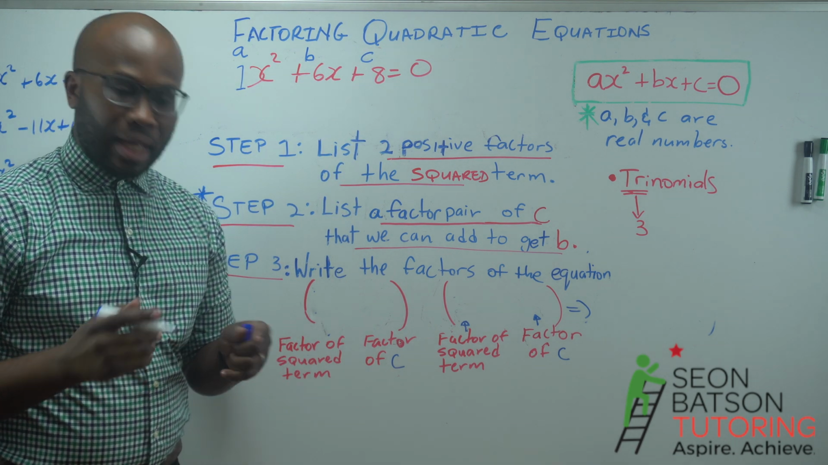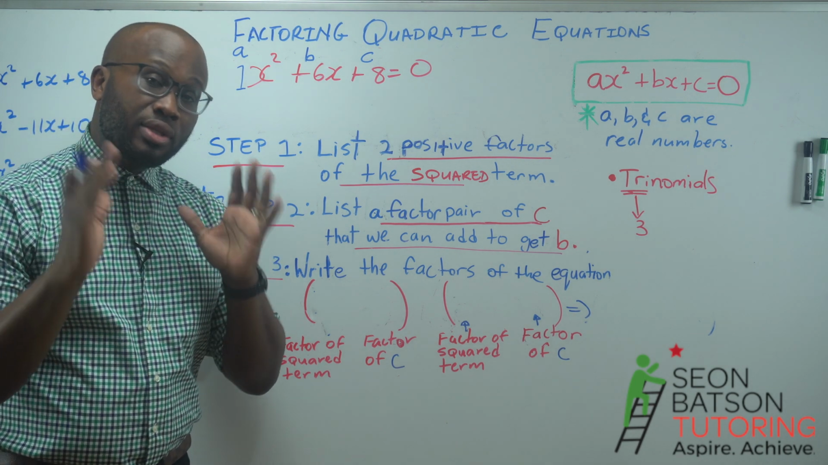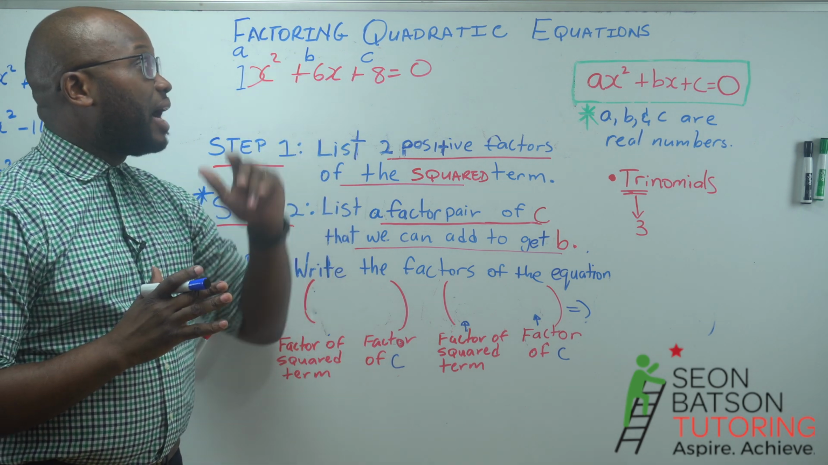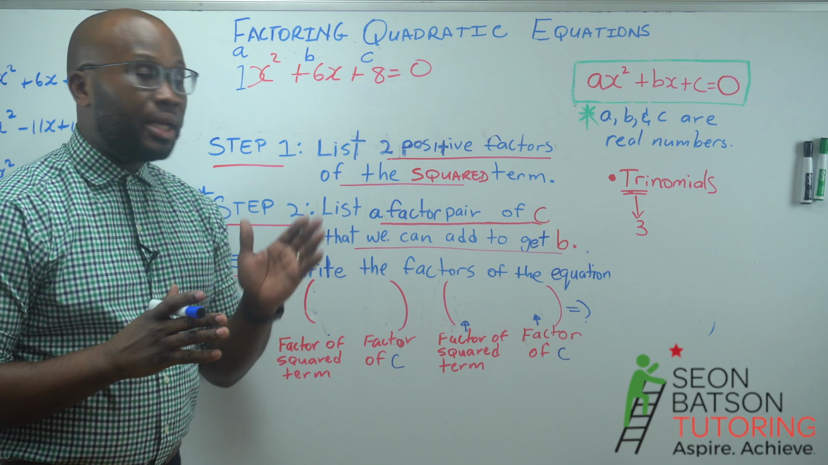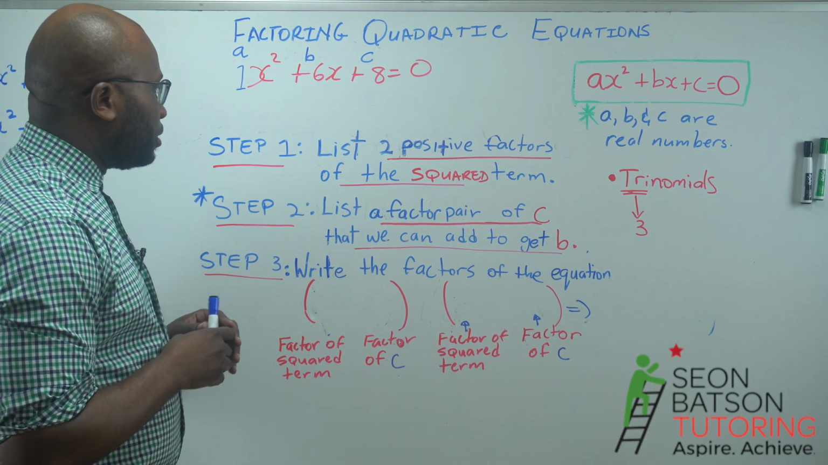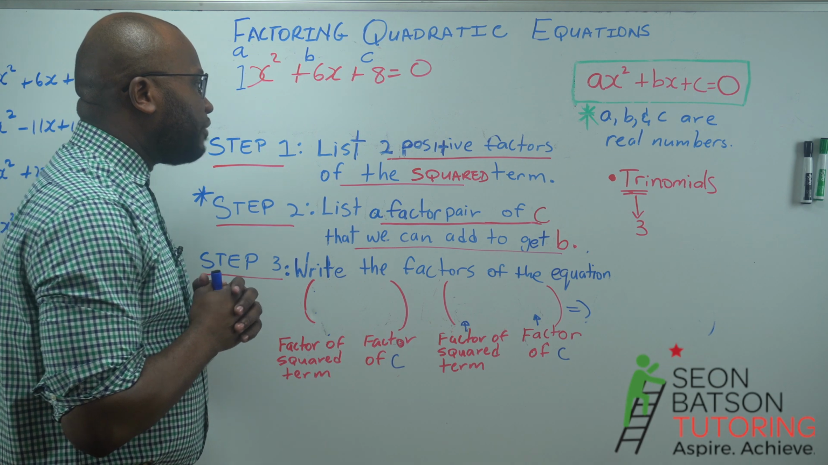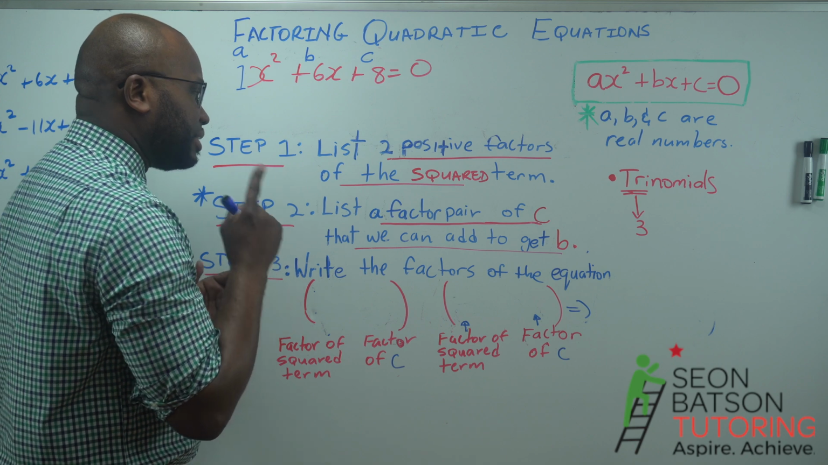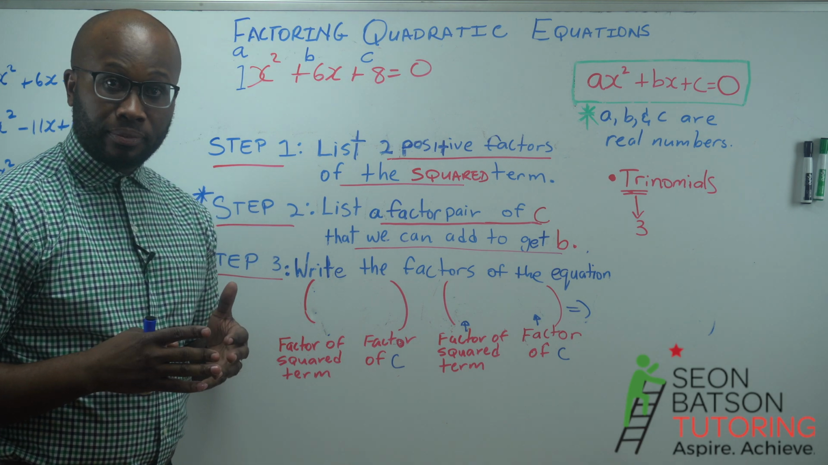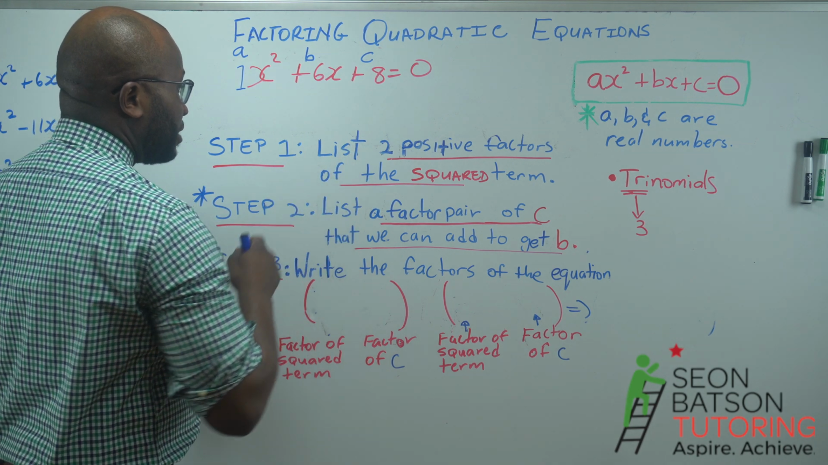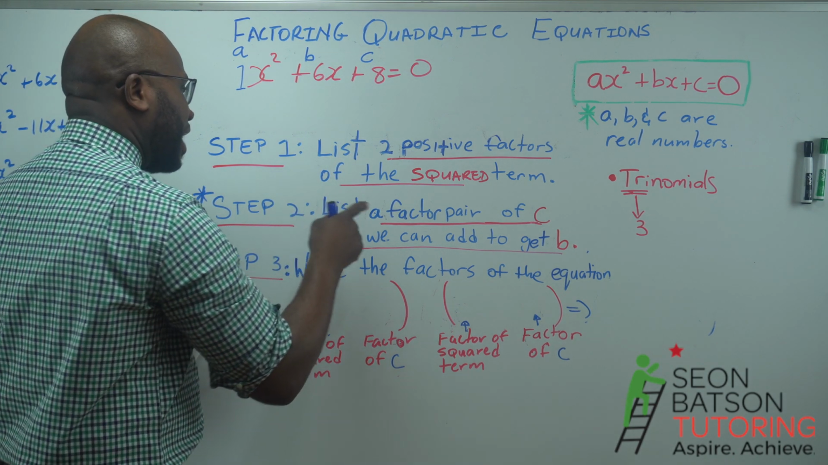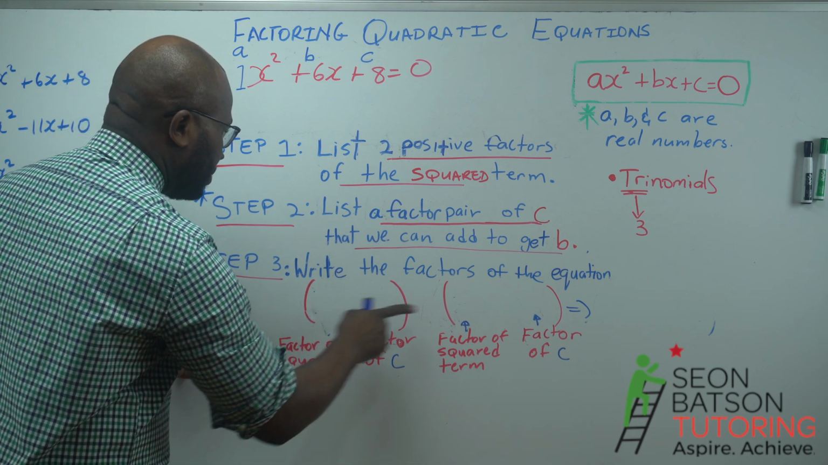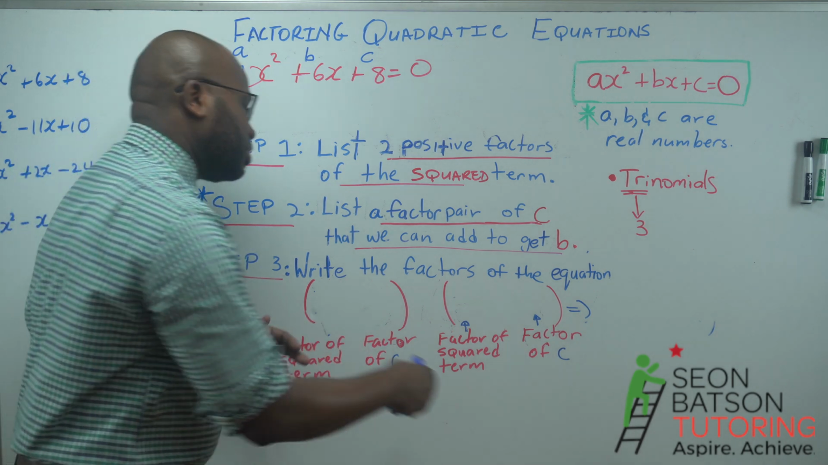Get the idea? Now, I will teach you 3 very simple steps that you can use to help you master this concept of factoring quadratic equations. Here are the steps. Step 1, you will list 2 positive factors of the squared term. Step 2, you will list a factor pair of c that we can add to get b. Now, once we have the 2 positive factors of the squared term and a factor pair of c that we can add to get b, we will use those factors to help us factor the equation. Let me show you what I'm talking about.